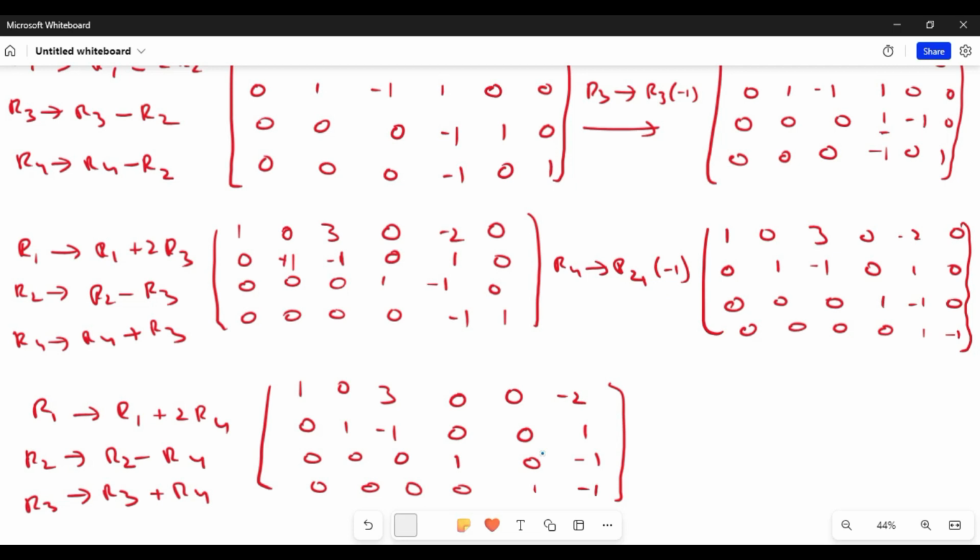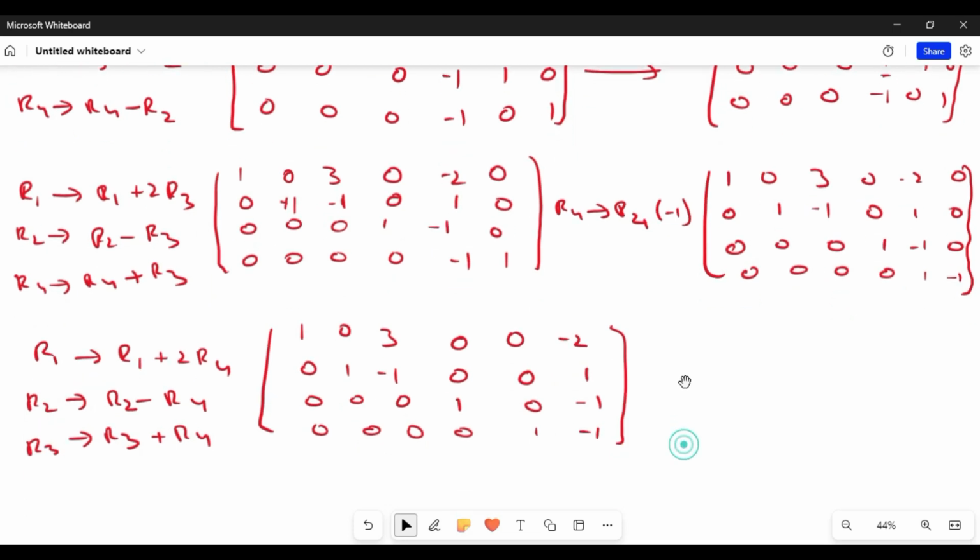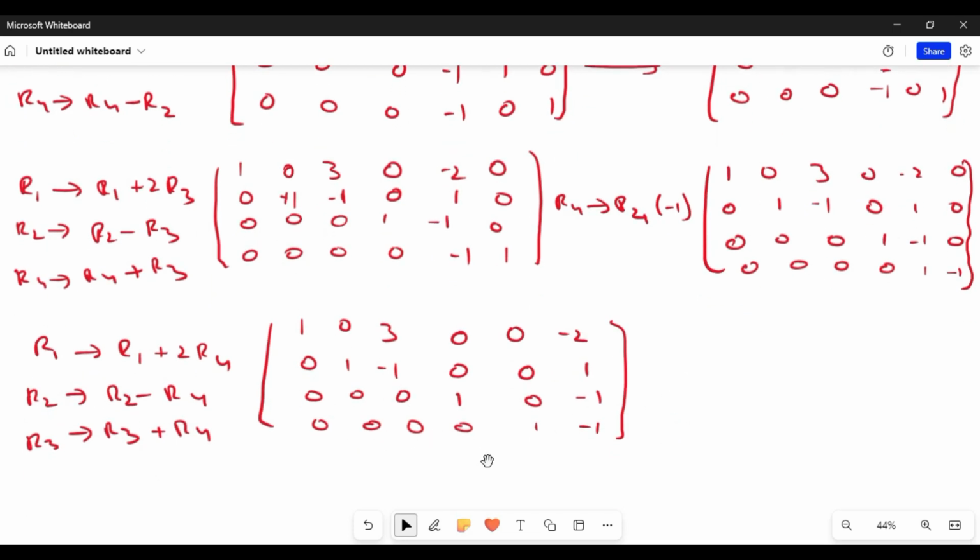So we got leading elements in all the 4 rows. All the 4 rows are linearly independent. We need a column basis. So 1, 2, 3, 4. No. 1, 2. The leading element is here, first column. Second column has a leading element. Third column there is no leading element, but fourth column has a leading element, and fifth column has a leading element.